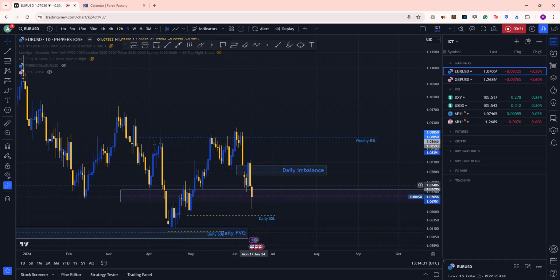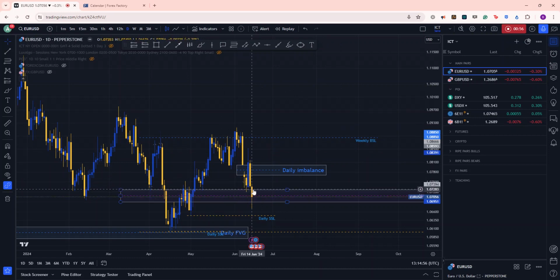Because I did my analysis on a Sunday night. At that time, the market had already opened. So then I told everyone that I was expecting price to clear this imbalance and then keep going down. Why? Because I was bullish dollar. If I'm bullish dollar, it means that I'm expecting Euro USD to sell, GBP USD to sell. All right.